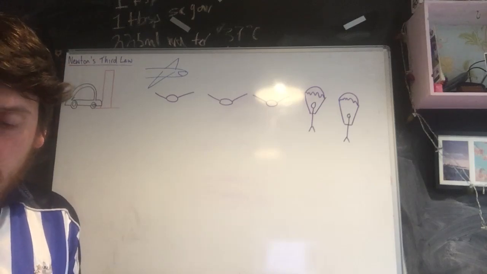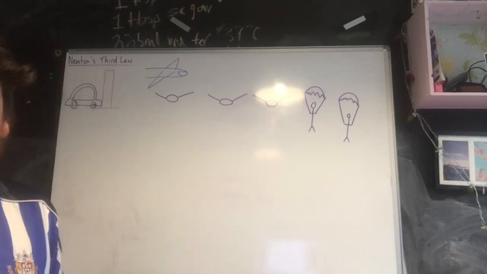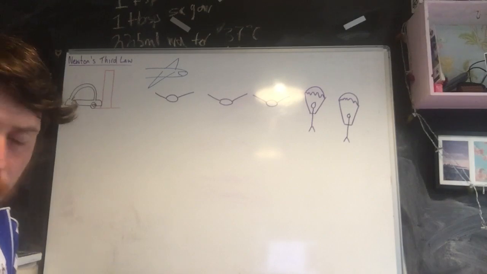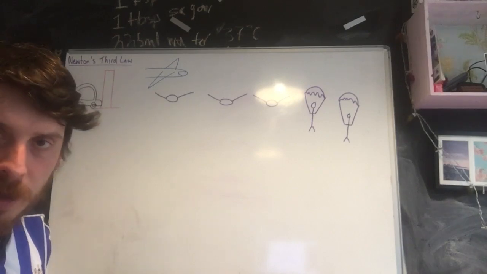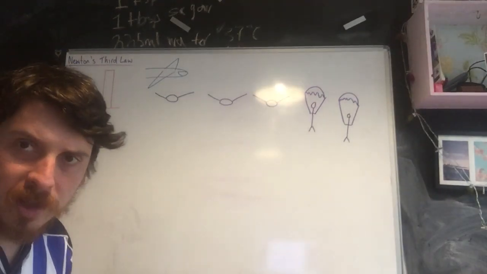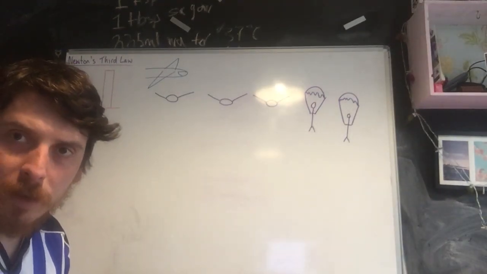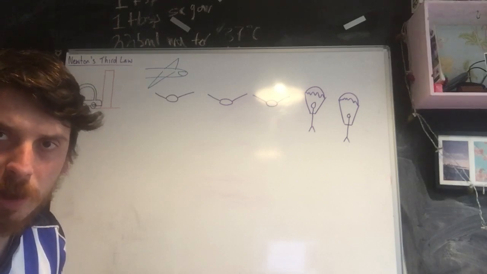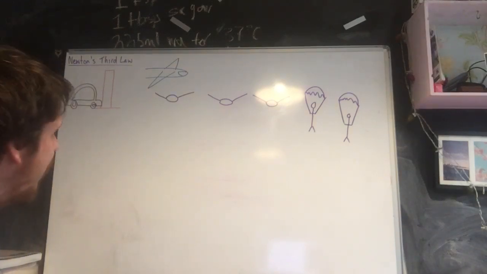Hello. So for the last of Newton's three laws, I will talk to you about the third law. Isaac Newton said the third law is: for every action there is an equal and opposite reaction. This is why if you're in a fight and you punch somebody with a bare fist, you will also hurt your hand as well as the other person.